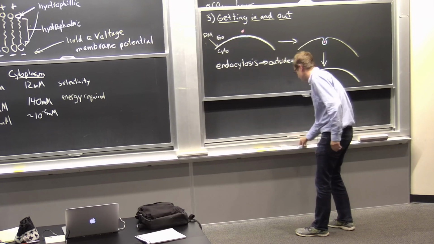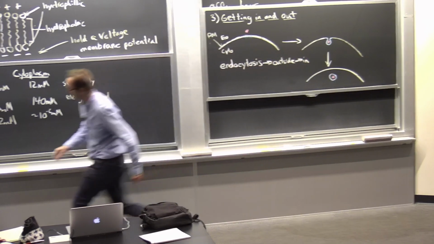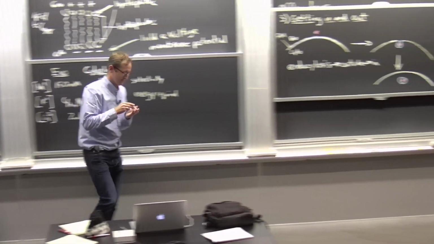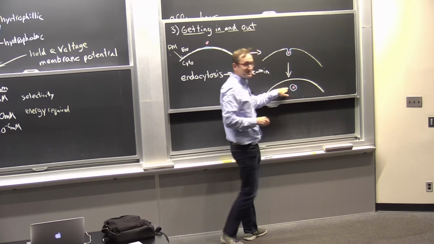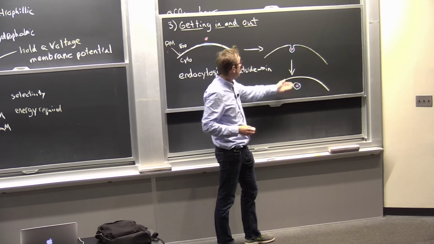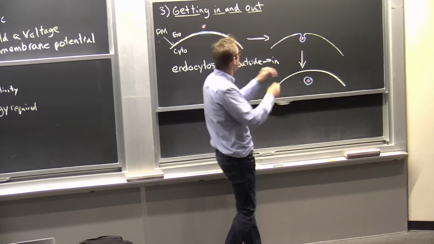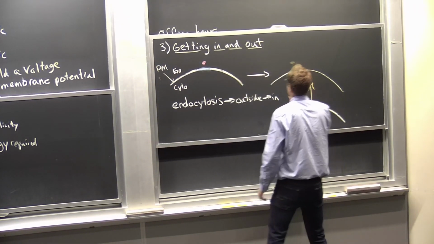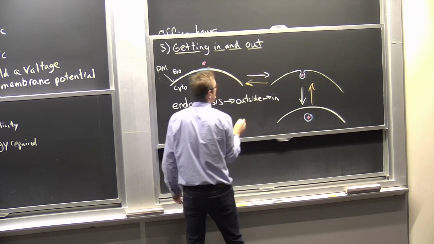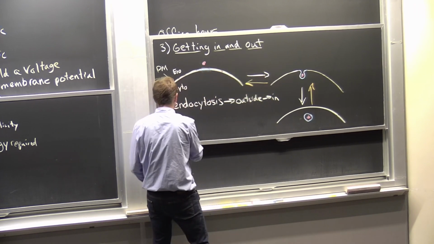The opposite of this process: you can also have vesicles on the inside that then fuse with the plasma membrane and release their contents to the exterior. And this is called exocytosis.